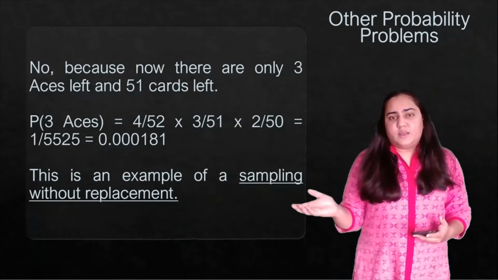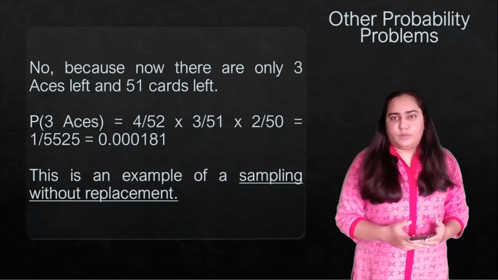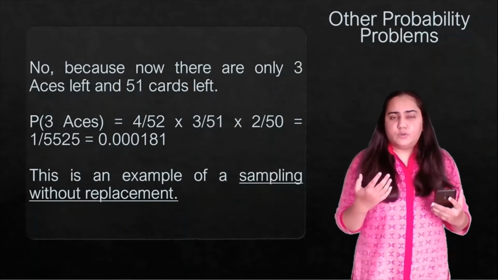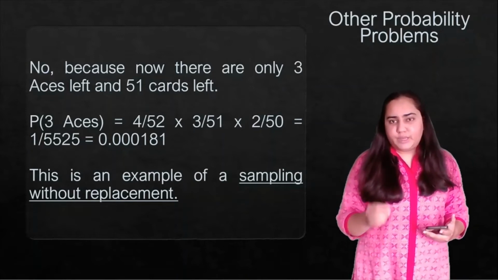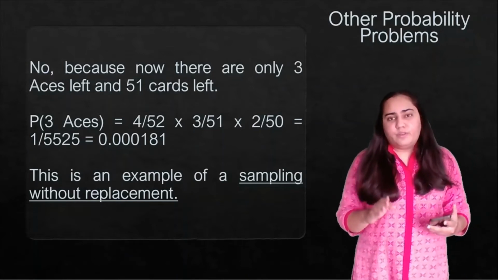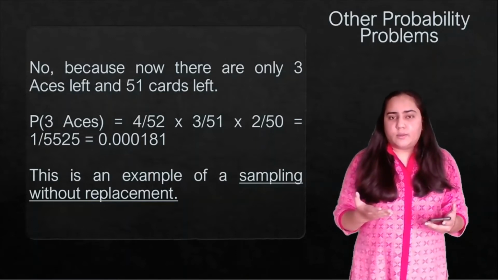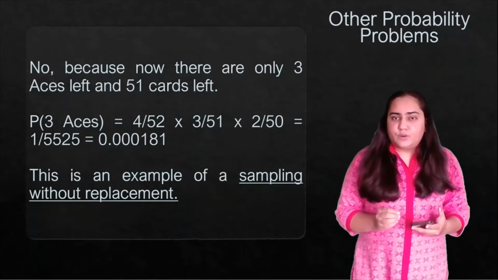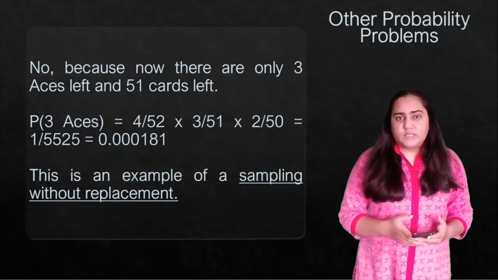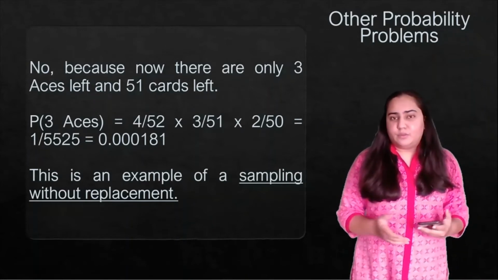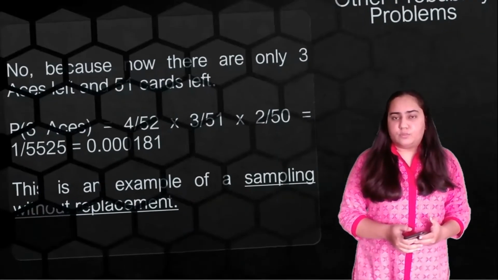So this is an example of sampling without replacement, which means you did go into the deck of cards, you picked a card, but afterwards, before making another attempt to pick a card, you did not put your original card back. So this is an example of sampling without replacement.